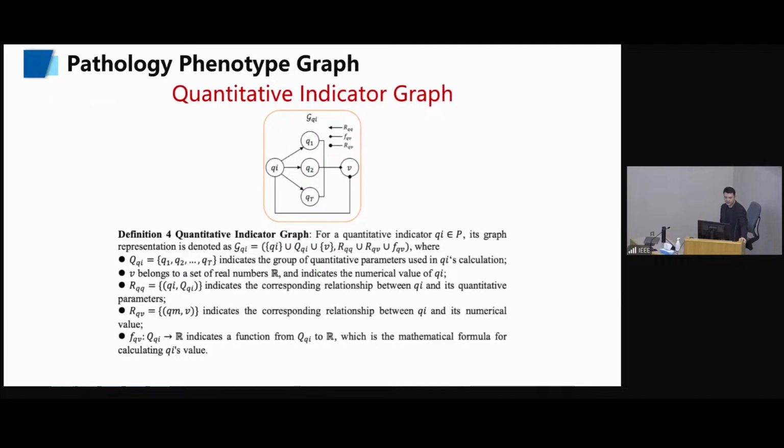So based on that, we define a quantitative indicator graph by specifying which quantitative parameters are involved in this indicator and link them to the value of this indicator by a mathematical formula.